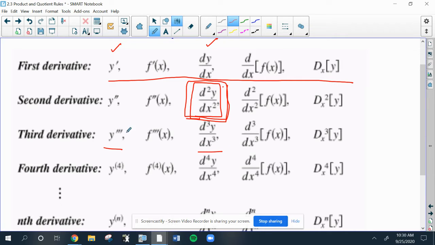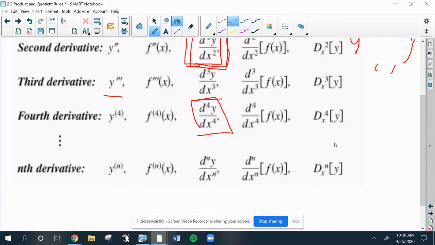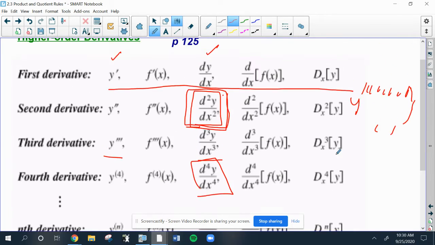At some point with these primes, you're going to have to stop writing them, or you're going to have something like this, and you don't want that. You don't want to count the primes. So for the fourth derivative, you just put a little 4 in parentheses, and so on. For Leibniz notation, you can just keep those numbers going up. So that's the notation.